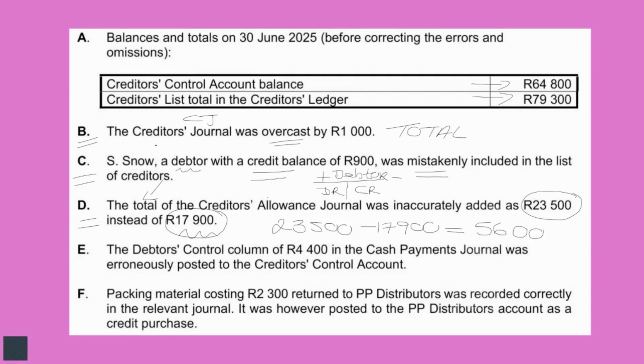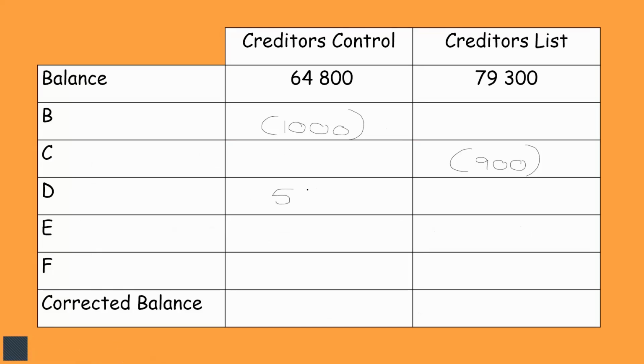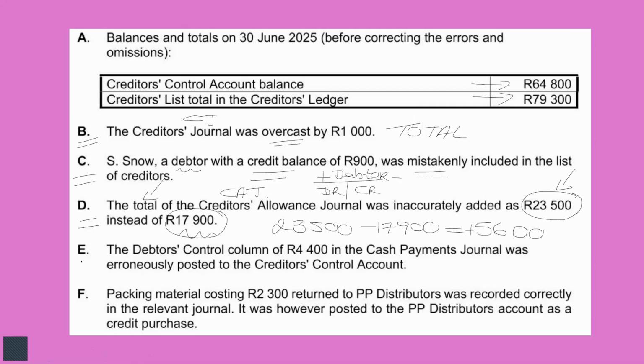Now, this is where a lot of people get confused. Should I be adding it? Should I be subtracting it? So let's go back to the grassroots here. Creditors allowances journal always reduces what I owe my supplier because it's from returns. I have recorded my returns as too high, so I have subtracted too much from my creditor. So that means I must add back the 5,600 in our creditors control because they spoke about a total, not an individual creditor.